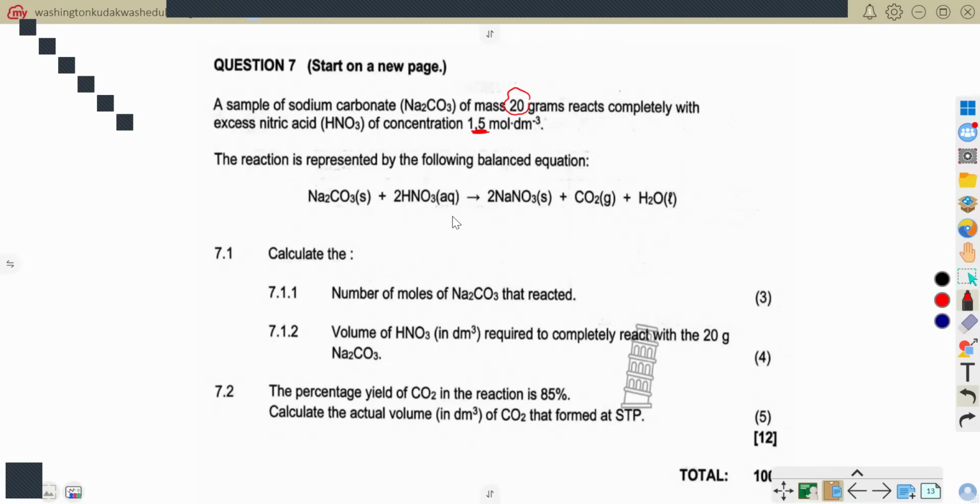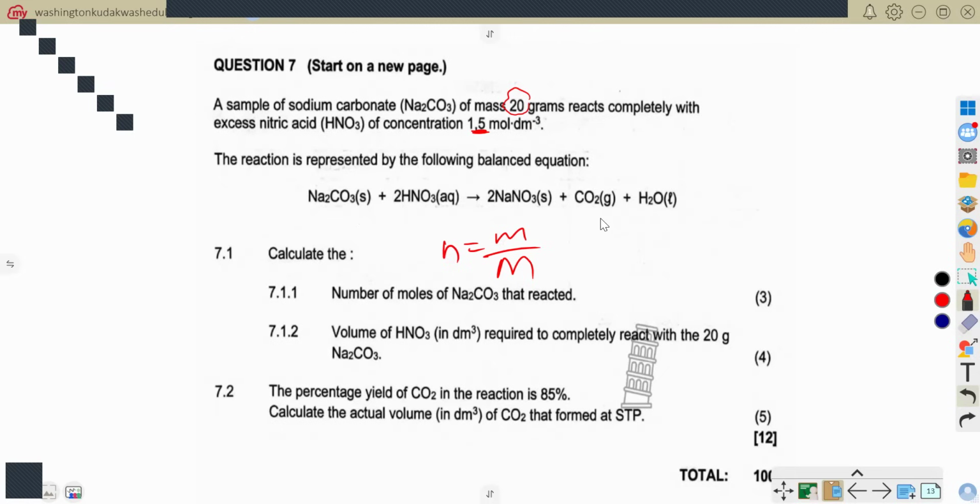So if you are given that and they want you to find the number of moles of sodium carbonate that reacted, we will find it from our formulation, which says mass over molar mass, because we are given the mass of what? Sodium carbonate. So we need to find the molar mass of this.